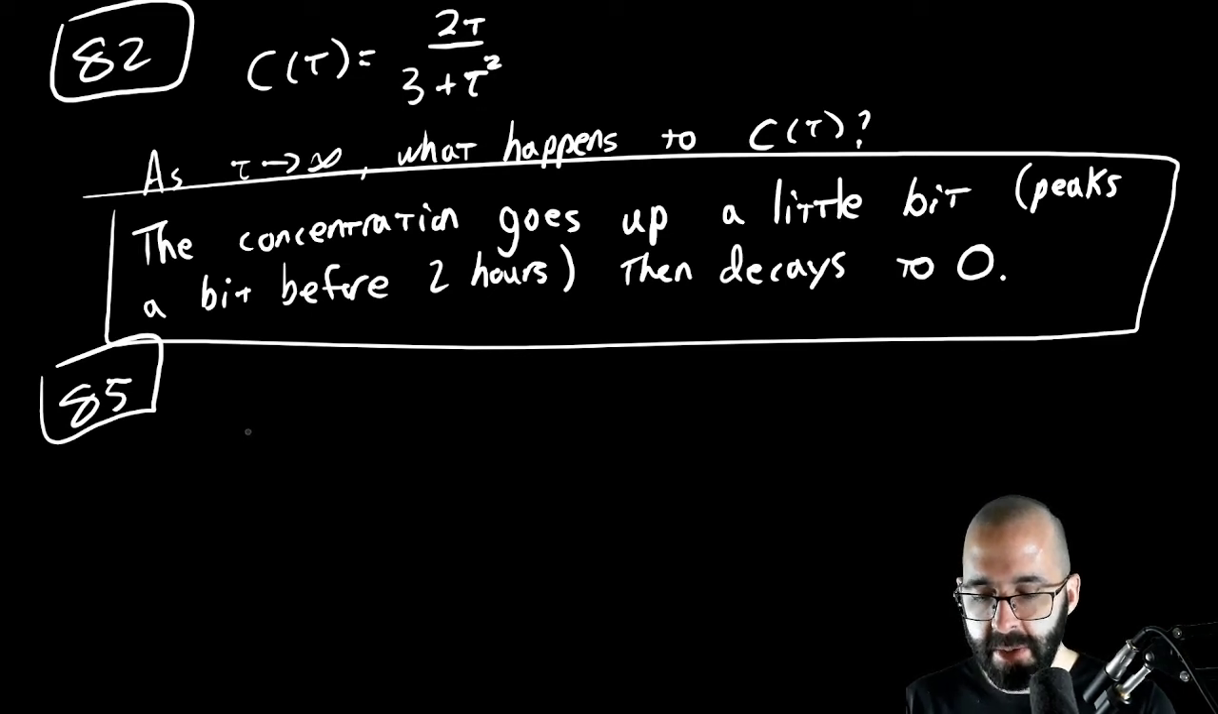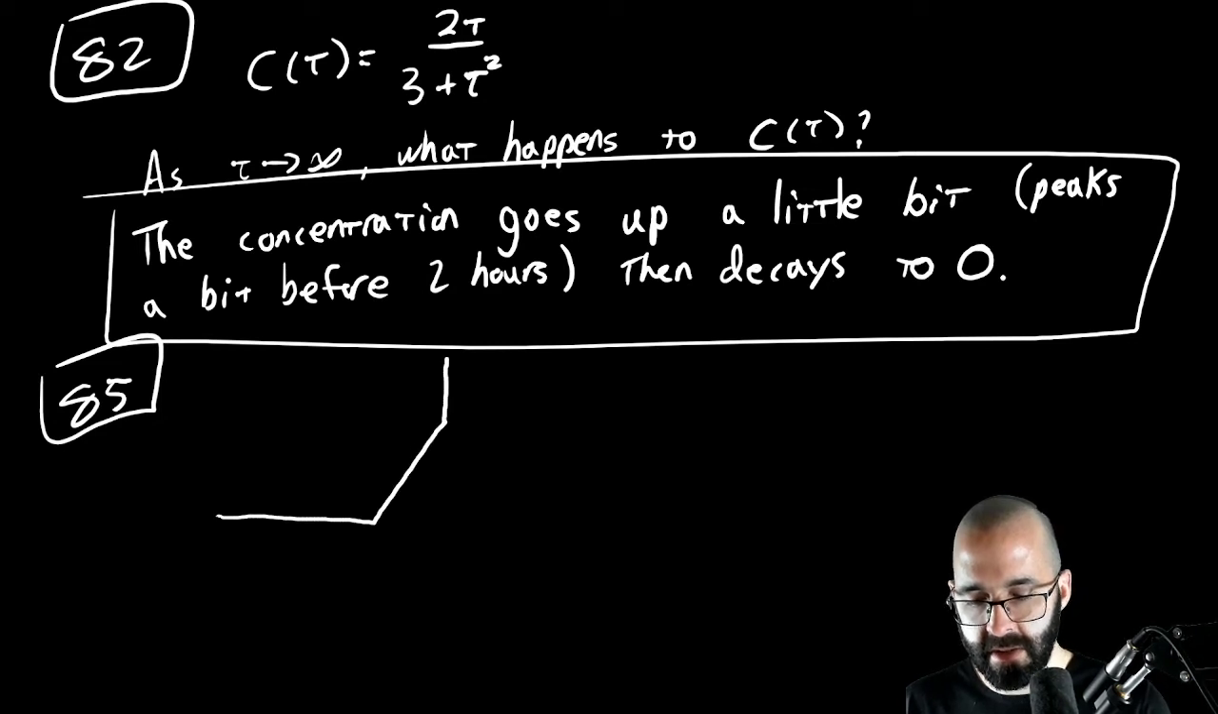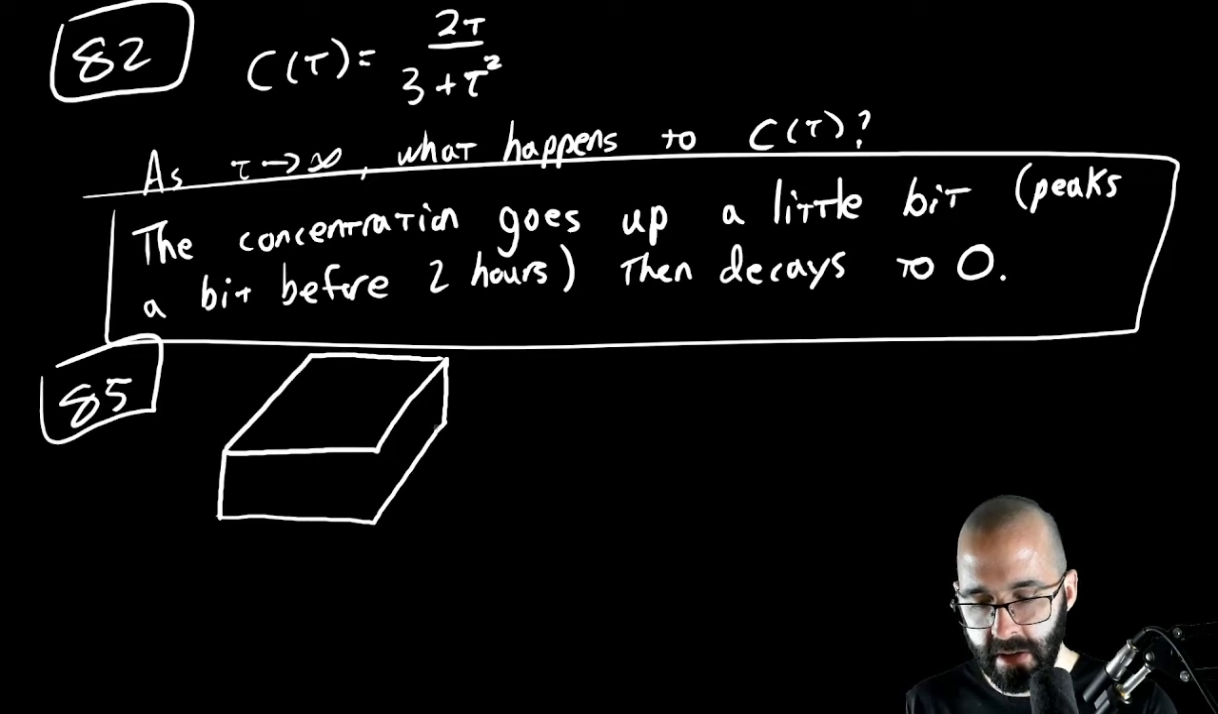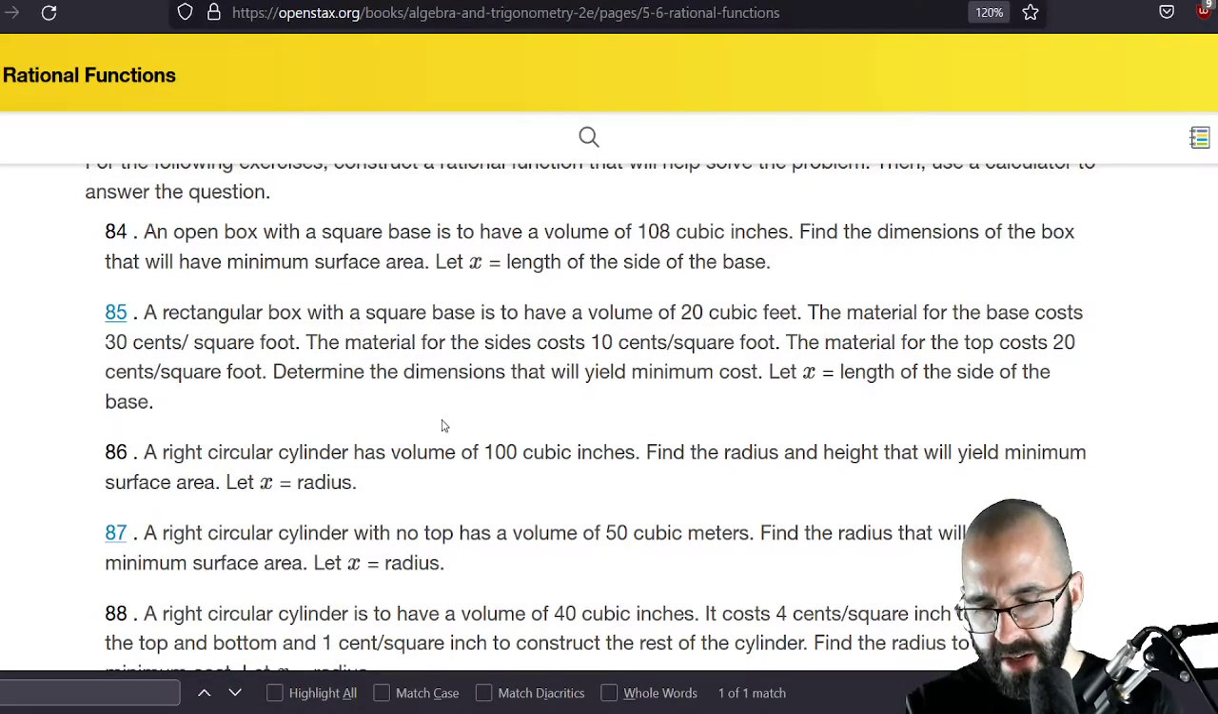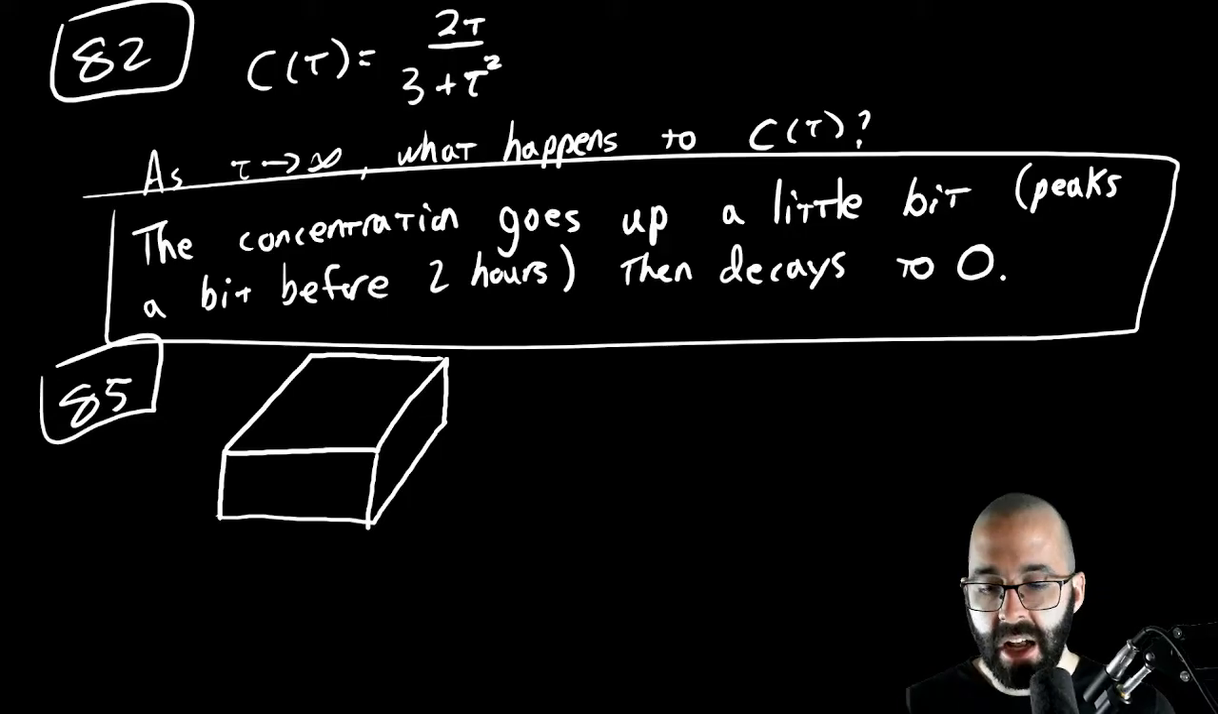Okay, so this time it's already folded. We have a square base, and it's a rectangular box. Kind of looks like this. Is it an open box or a closed box? Well, it's material for the base, materials for the sides, materials for the top. All right, it mentions the top. So this is a closed box.